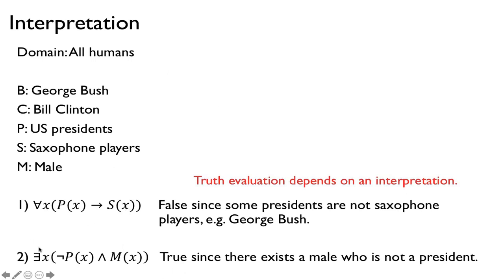Here's another one. There exists an x such that x is not a president and x is male. Yes, this is true, because in the case of all humans, there are definitely some humans that are male who are not presidents. For example, I am an example of a human who is not a president. And so notice again, interpretation gives you a true or false value.